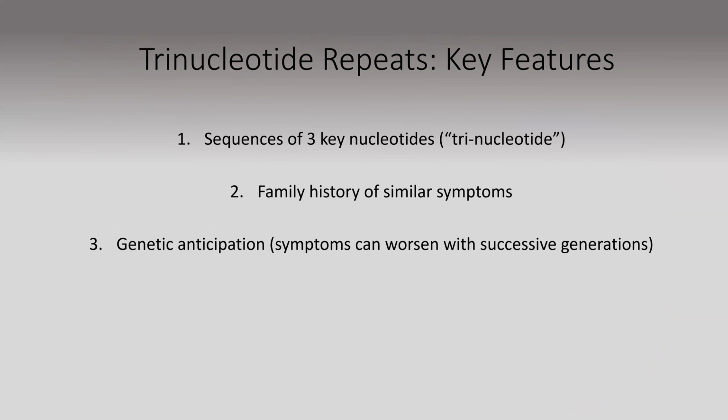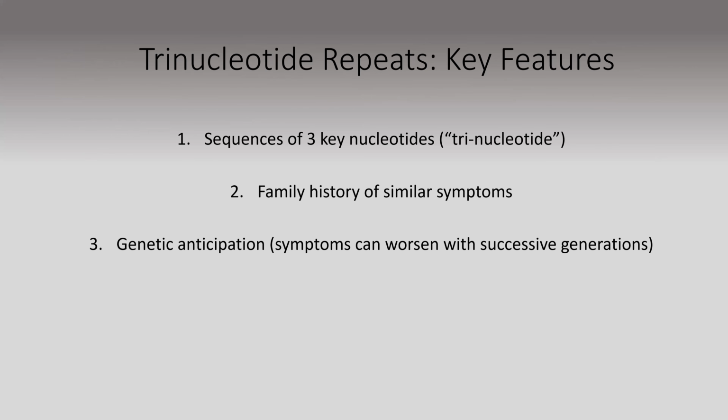Okay, keep those in mind as we go forward. We'll first talk about some key features here. So the first thing is these are 3 key nucleotides. That's where the name trinucleotide comes from, which is why it's important to know which nucleotides repeat in each syndrome. Second, in these situations, look for family history of similar symptoms. And then the third thing is look for genetic anticipation.